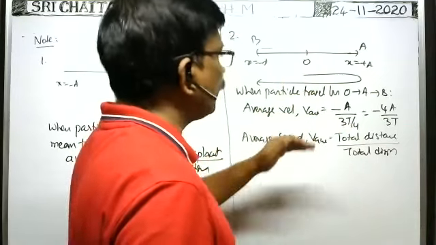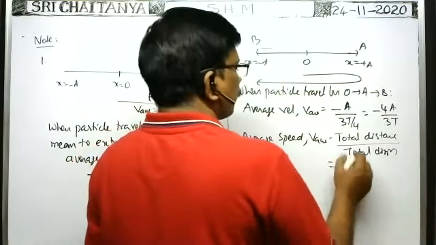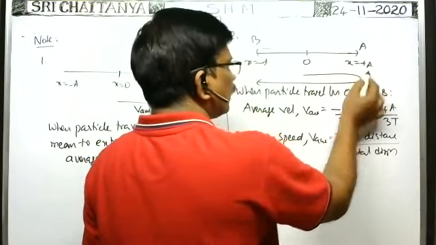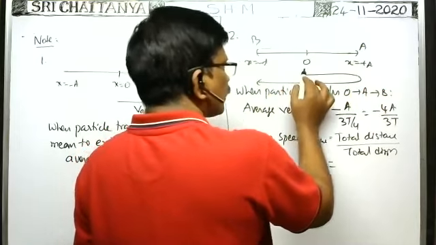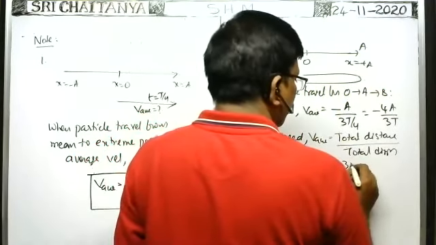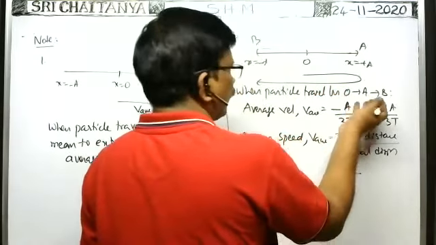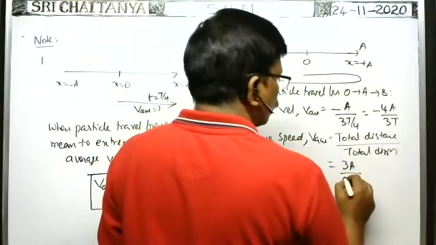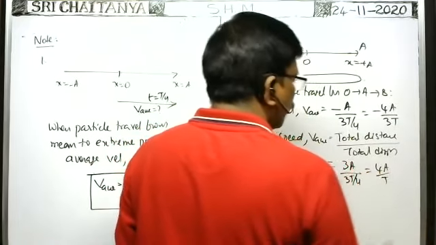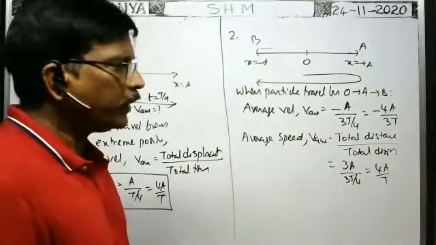So average speed means total distance by total time. Total distance means whenever the particle travels from this position to this position and back to this position, then total distance travelled is a plus a plus a. That means total distance is 3a, but total time does not alter. That is equal to 3t by 4 only, no? So 3a by 3t by 4, that is equal to 4a by t, is the average speed.